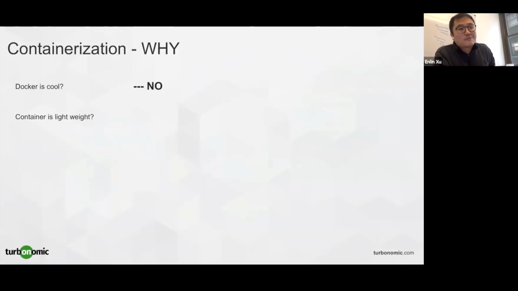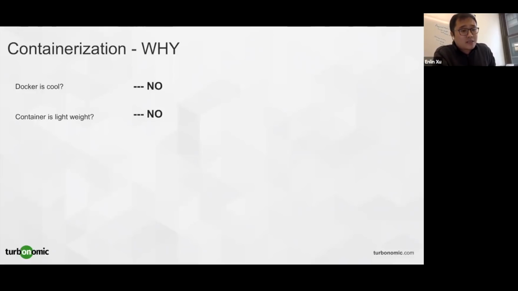Docker is actually cool, but Docker is definitely not the inventor of containers. Things like LXC appeared much earlier than Docker, but Docker did bring a lot of convenience to people who want to use containers, bringing the experience of using containers to a different level. It's much more user-friendly now, but the reason behind the containerization revolution is definitely not that it is so cool that you have to adopt it.